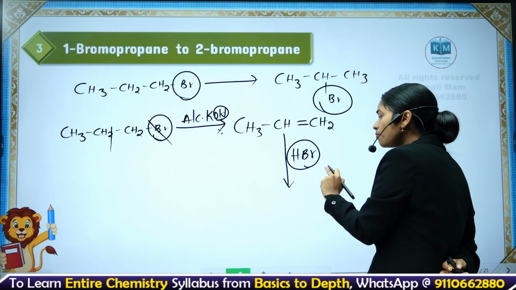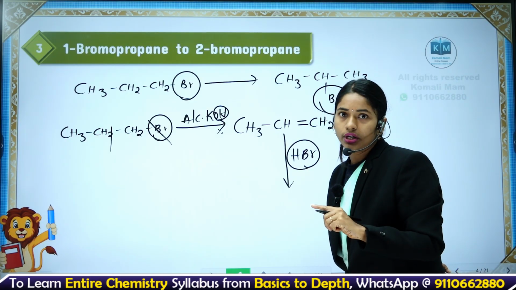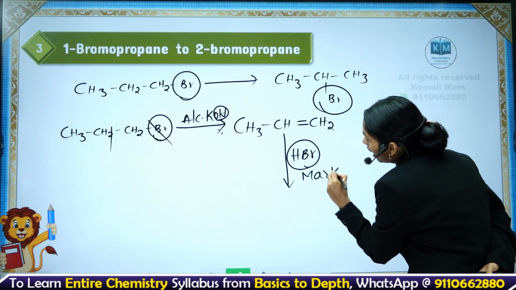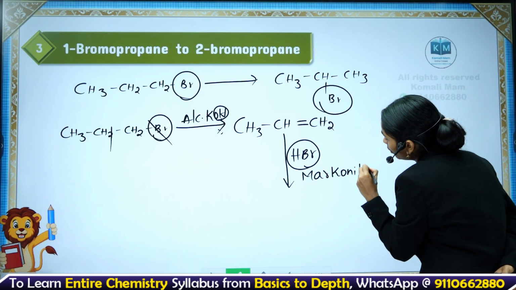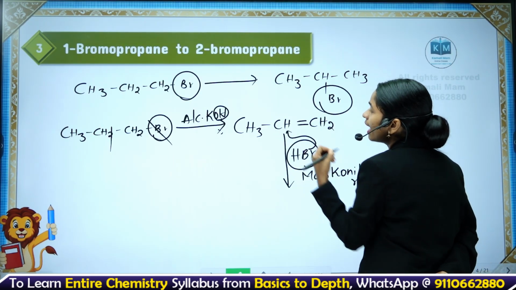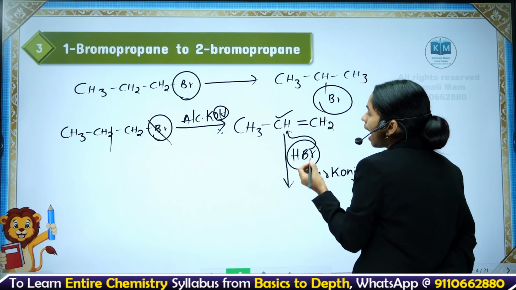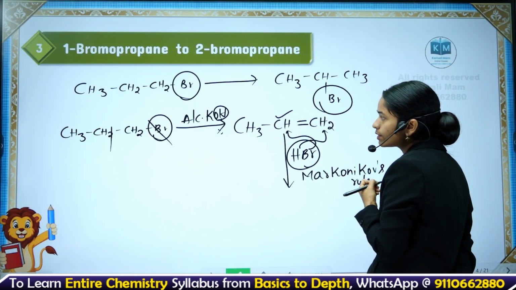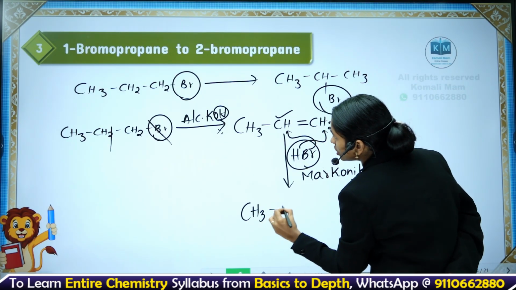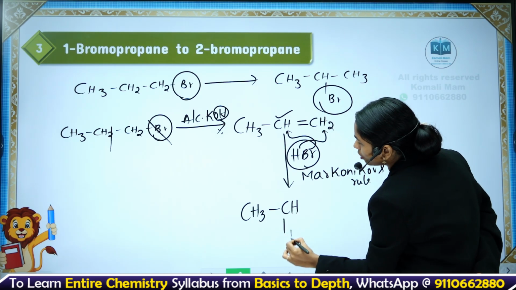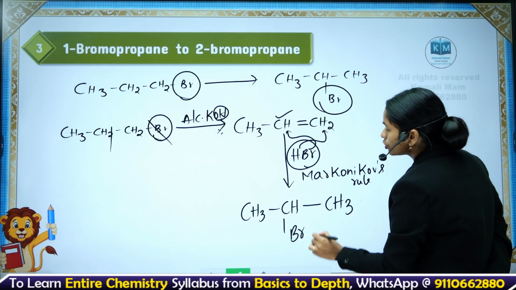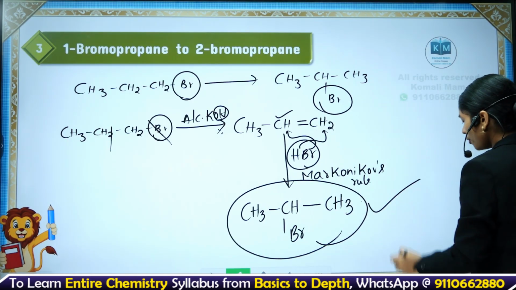HBr in the presence of peroxides is anti-Markovnikov's rule. Only HBr is Markovnikov's rule. What will it do? The negative part of the species goes and attacks the carbon having fewer hydrogens, and the positive part of the species goes and attacks the carbon having more hydrogens. So the CH3, CH double bond breaks, Br minus comes here, H plus comes here. So we will be getting 2-bromopropane.